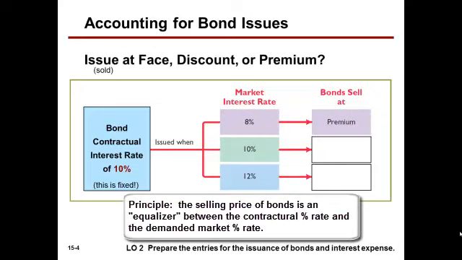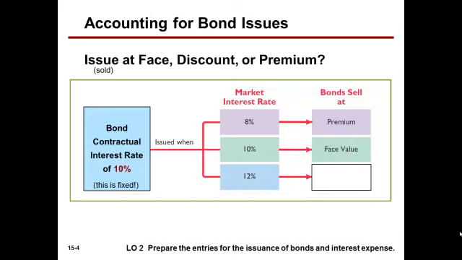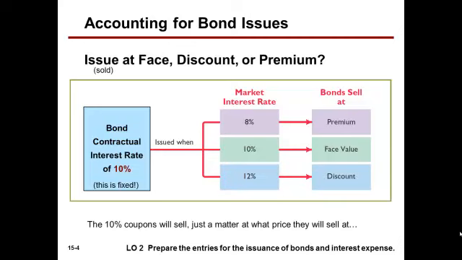If the market interest rate equals the contractual bond rate, the bonds will sell at face value. If the current market interest rate is higher than the contractual interest rate, the bond will not appear attractive unless it's discounted, the price being lowered. The 10% coupon bonds will sell, it's just a matter of what price they will sell at.